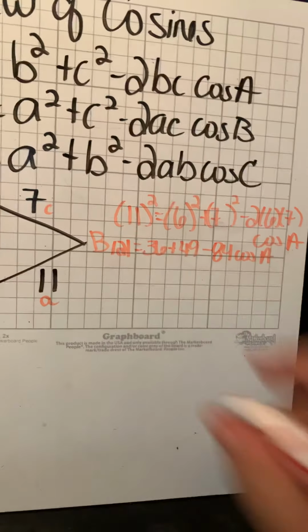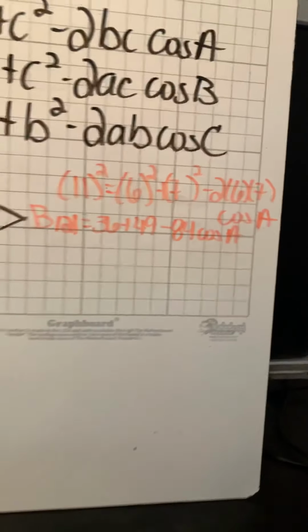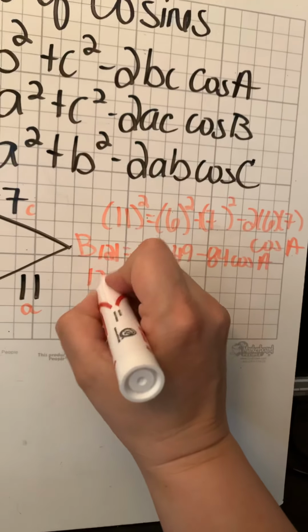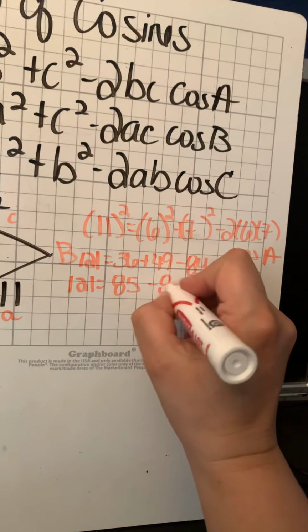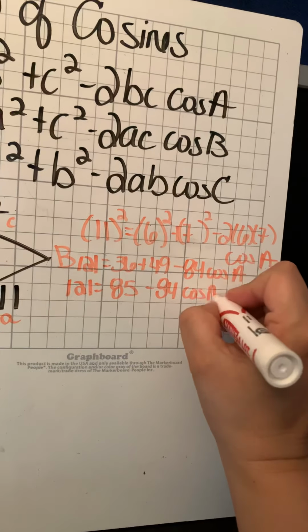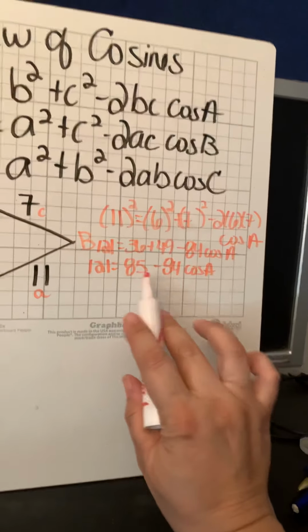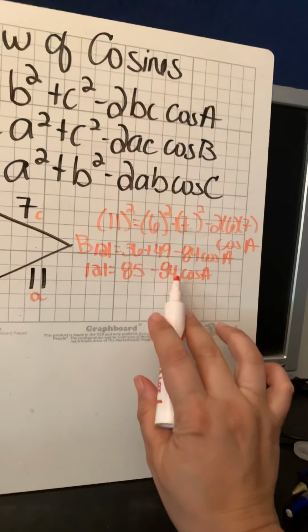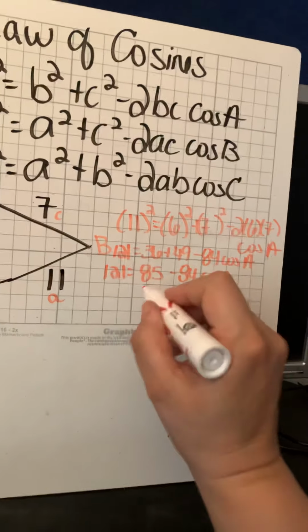Okay, I'm going to add those two. 36 plus 49, I get 85. So I get 121 equals 85 minus 84 cosine big A. Now here's the thing. You can't add or subtract those two, because this is a coefficient of that. Therefore, I have to take my 85 over here.